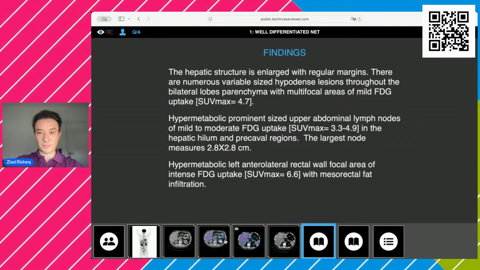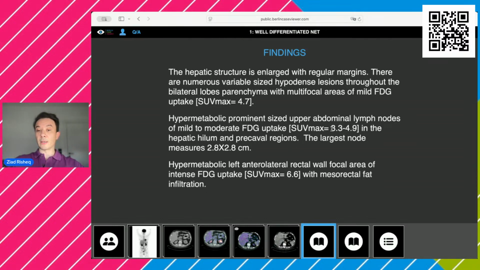The intensity of uptake is subjective. I don't follow the SUV; I rely on what I actually see. So I called it mild to moderate. I think there were areas of moderate uptake, and we had prominent-sized upper abdominal lymph nodes. Some of them were showing mild to moderate uptake.